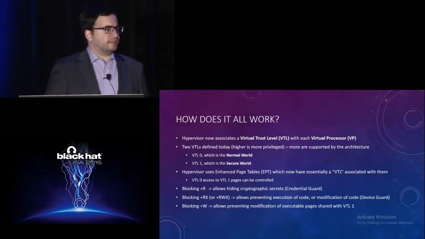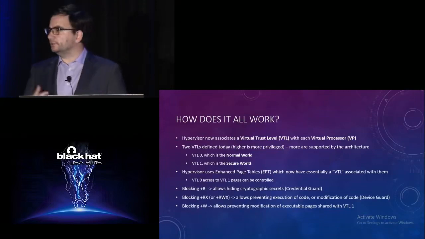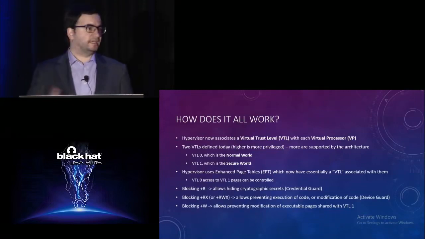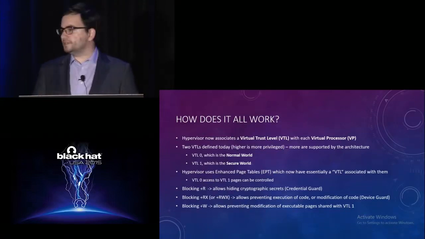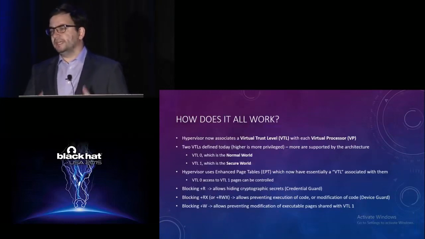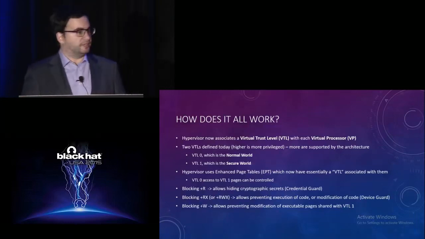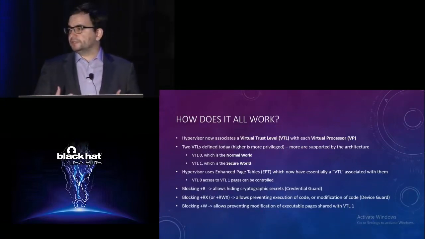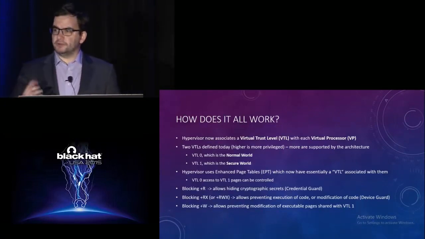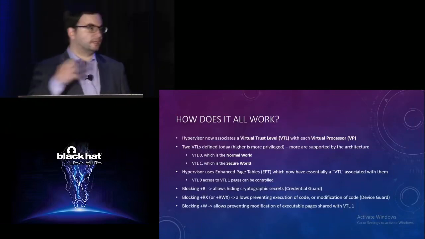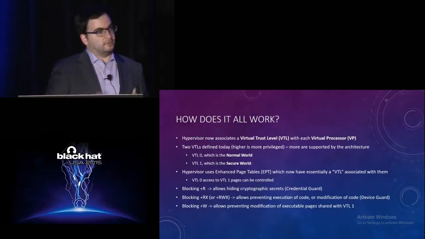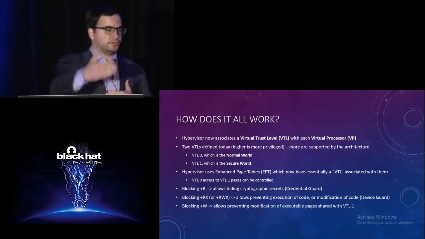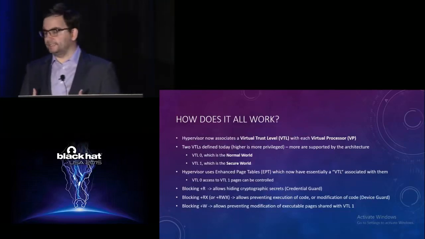So now you can do interesting things like, for example, blocking reads to a page that even the OS can't touch. And Credential Guard uses that. If I store your secrets in a page that only, let's say, the hypervisor or something at VTL 1 can read, then nothing else can read those secrets, even if it's running in ring 0, because it's in ring 0 in VTL 0, not in VTL 1. And so this lets you guard and protect data.